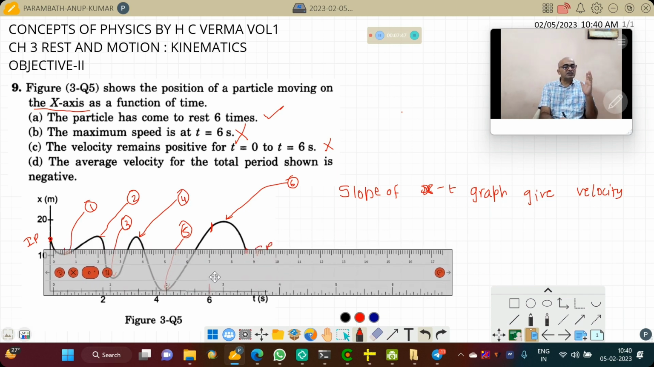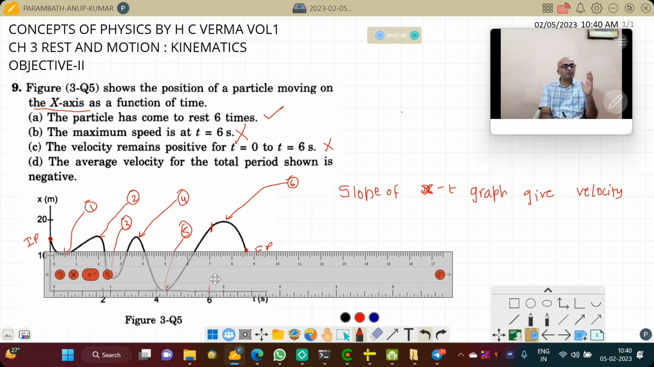But if I am considering this particular point as the final point, then it is coming out to be negative. This is coming out to be around 11. So 11 minus 15 divided by time taken, that is negative. So if we are considering only up to 6 seconds, because each time it is saying maximum speed at t equal to 6 seconds, velocity remains positive for t equal to 0 to 6 seconds, then saying the average velocity is negative is wrong. It is positive.